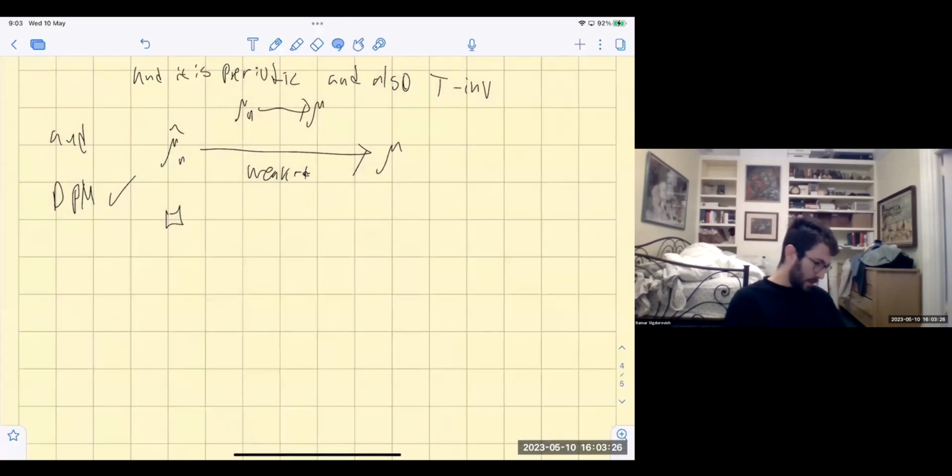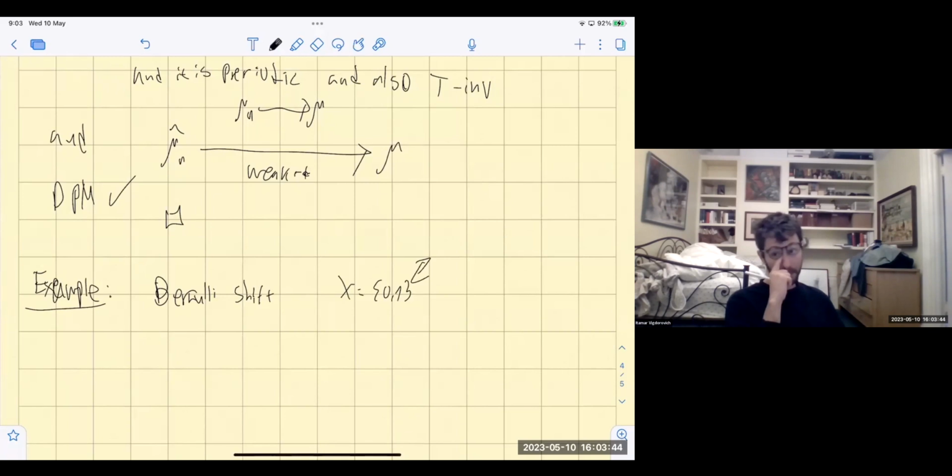So, example: the example is the Bernoulli shift. Here X is {0,1}^Z, and T is the shift. So this is a topological dynamical system. This is a compact space, and T acts on it by homeomorphism.